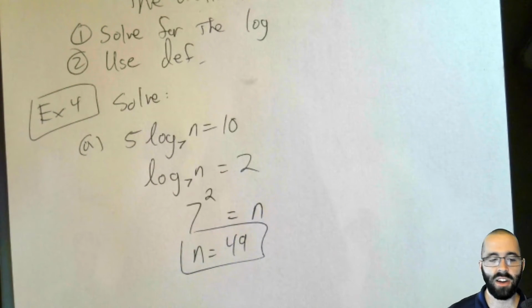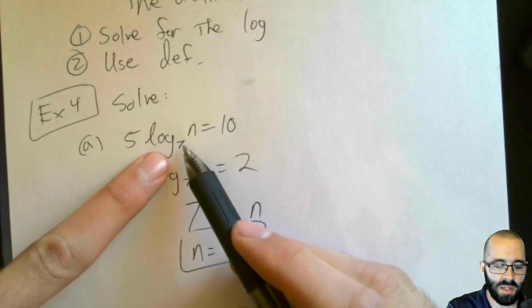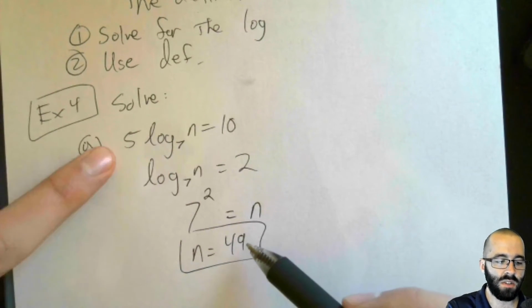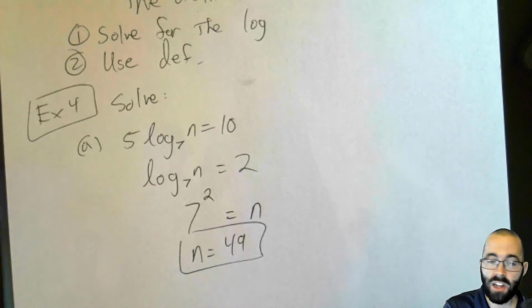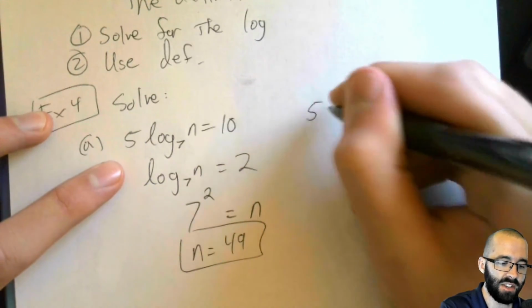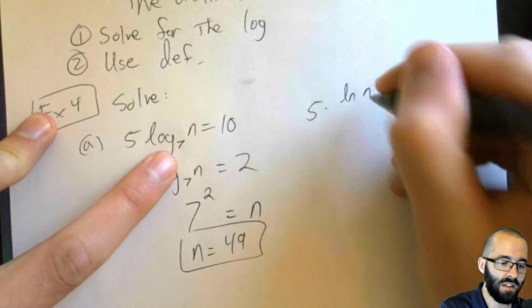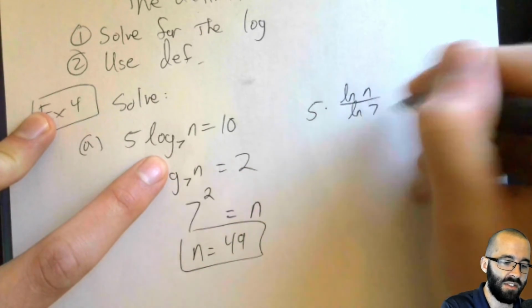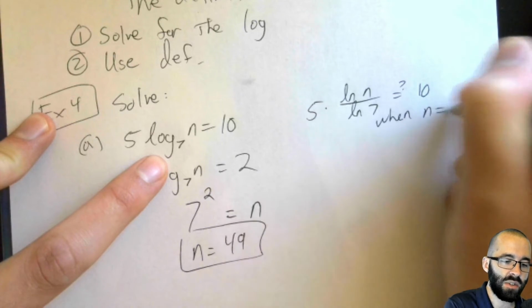All right, and we could check our answer as well. We could plug it in. We could either use the definition to say, oh, log base 7 of 49 is 2. 2 times 5 is 10. Or you could use the change of base formula and plug it in on your calculator. If you use the change of base formula to check this, you get 5 times the log, which would be the natural log of n, divided by the natural log of 7. And the question is, is this equal to 10 when n is equal to 49?